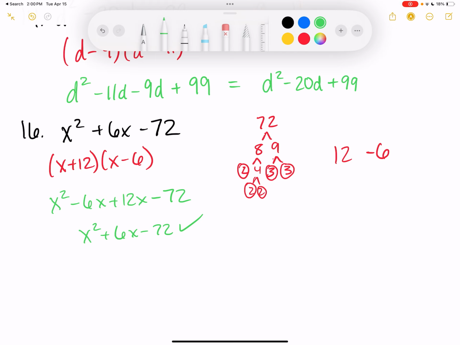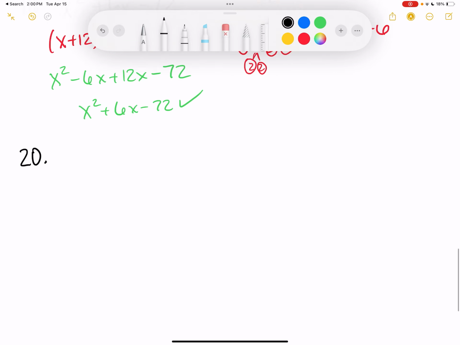Set each piece equal to 0. Yes, thank you. Oh, I knew that, guys. Clearly not. I was testing you guys, like always. Alright, so number 20: x squared minus 10x plus 21 equals 0.